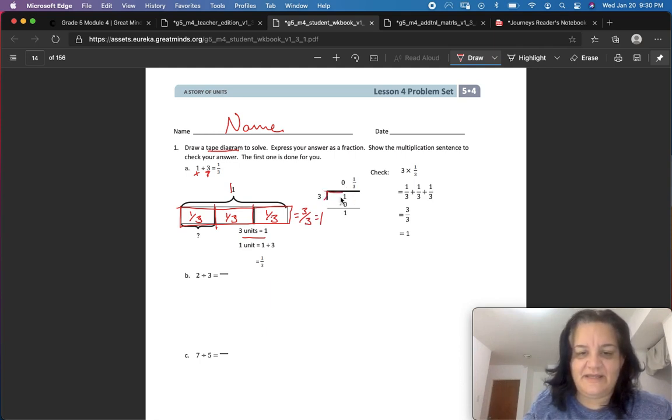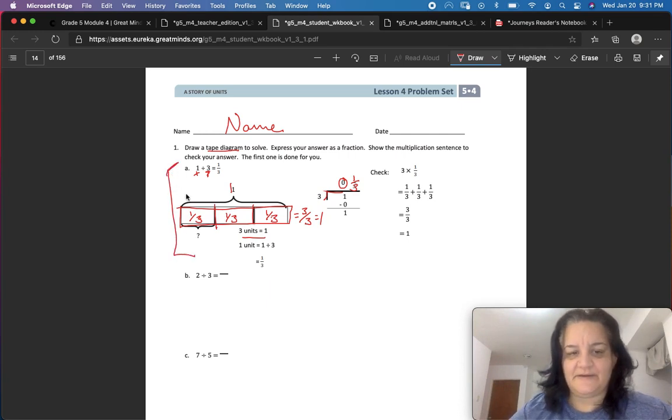Okay? And then we show the division here. 1 divided by 3. Well, 3 goes into 1 0 times. 0 times 3 is 0. Subtract, we've got 1 left over, so 1/3. Okay? Then we can check our answers. 3 times 1/3 is 1/3 plus 1/3 plus 1/3 equals 3/3 equals 1. Okay? So that's what we're doing. This is the model. There's A, that's the model. Let's do the next one together.